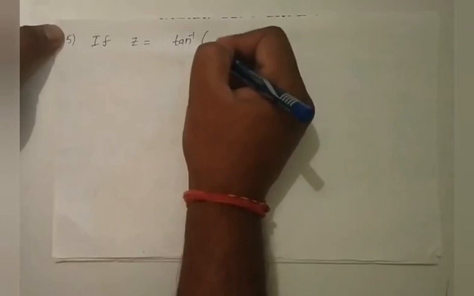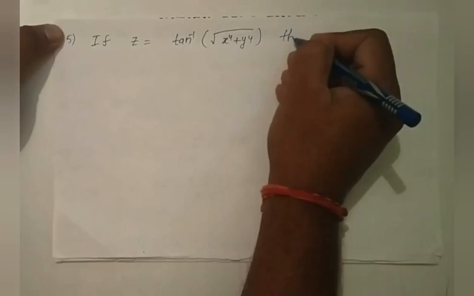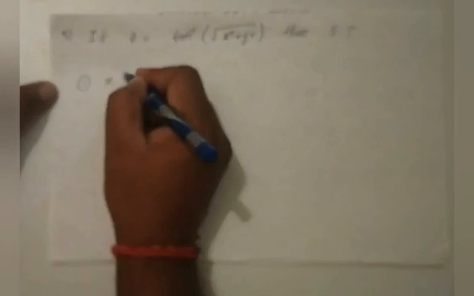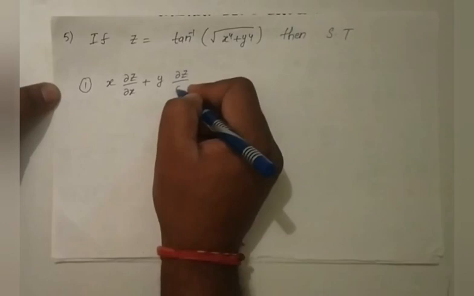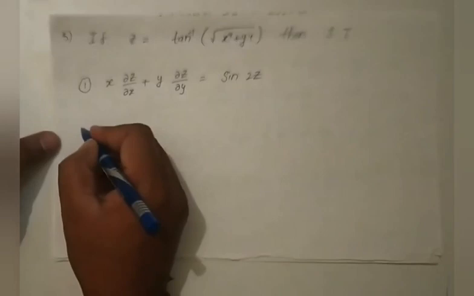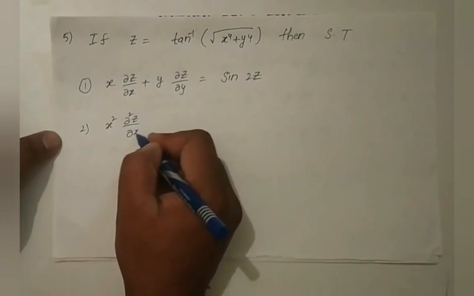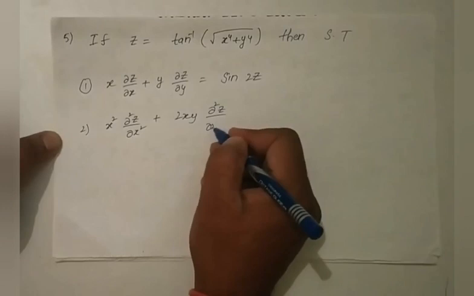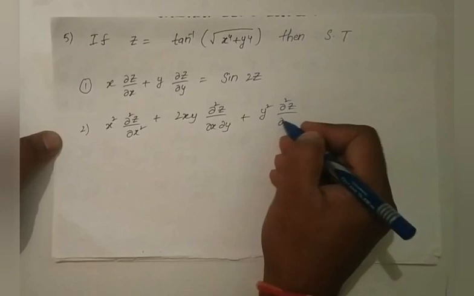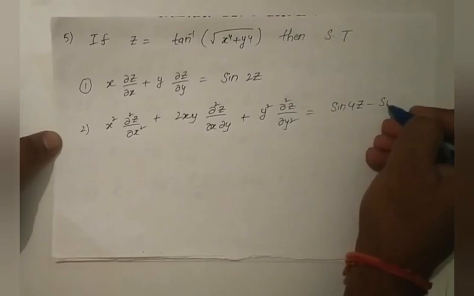Fifth one, if z is equal to tan inverse of under root of x⁴ plus y⁴, then show that, first one, x ∂z/∂x plus y ∂z/∂y is equal to sin 2z. And x² ∂²z/∂x² plus 2xy ∂²z/∂x∂y plus y² ∂²z/∂y² is equal to sin 4z minus sin 2z. Okay, we have to follow the same procedure.